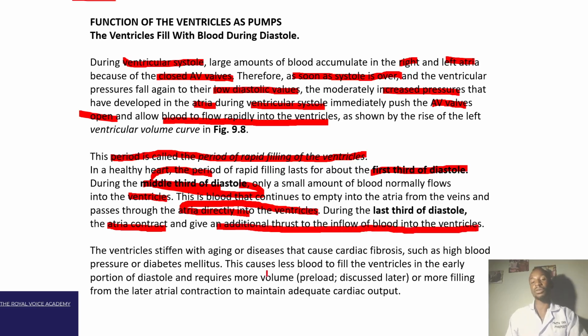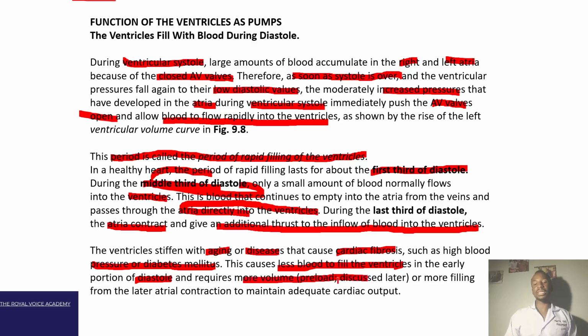The ventricles stiffen with aging or diseases that cause cardiac fibrosis, such as high blood pressure or diabetes mellitus. This causes less blood to fill the ventricles in the early portion of diastole and requires more volume, that is the preload, which we'll discuss later, or more filling from the later atrial contraction to maintain adequate cardiac output. So what are we saying in this slide?